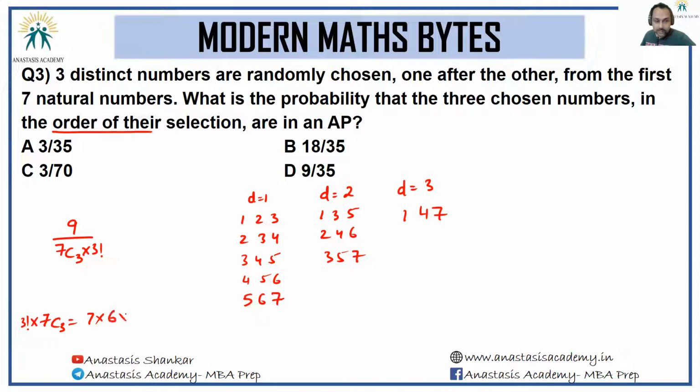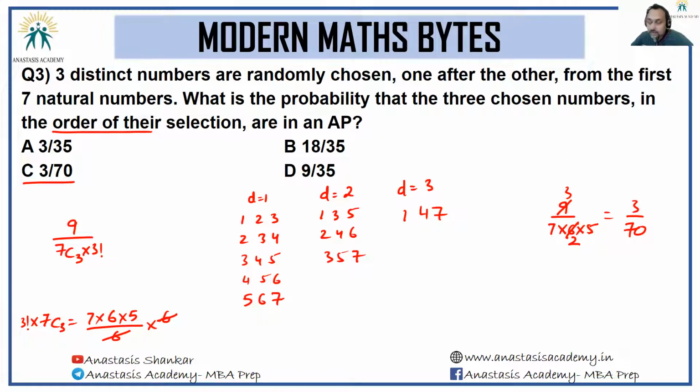So we'll get 7 into 6 into 5 by 6 into 6. So cancel. So the expression you're left with is 9 by 7 into 6 into 5. This gives us 3. This gives us 2. We are left with 3 by 70. And then you can go ahead and mark C as the answer.